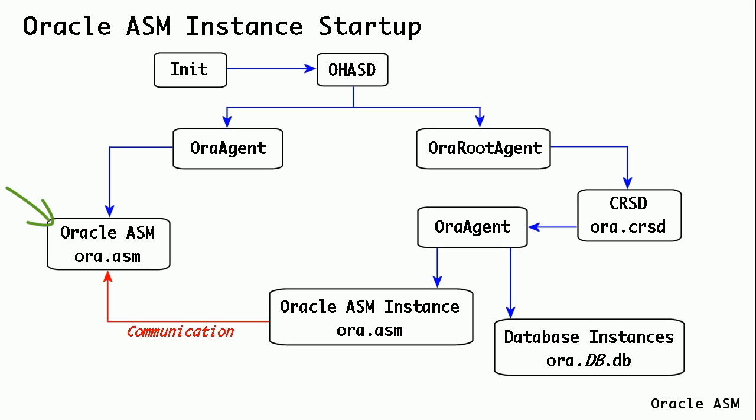Oracle High Availability Services daemon then starts ORA agent and ORA root agent processes. ORA agent starts Oracle ASM process. Meanwhile, ORA root agent starts Cluster Ready Services daemon, CRSD. Then, CRSD, using ORA agent, will start Oracle ASM instance. Oracle ASM instance will establish communication with Oracle ASM process. Now, Oracle ASM instance is up and running. Now, ORA agent can start database instances.